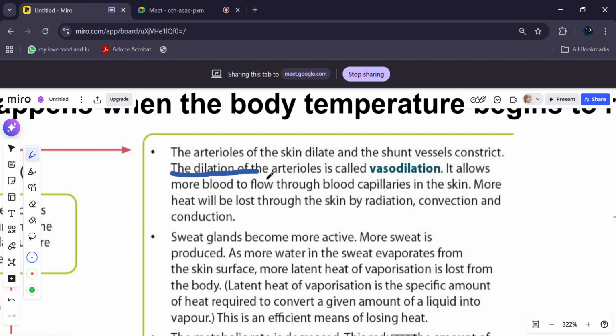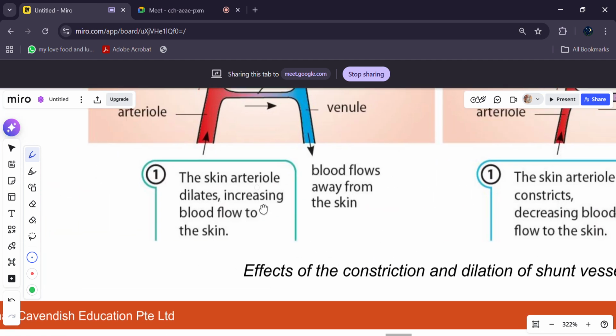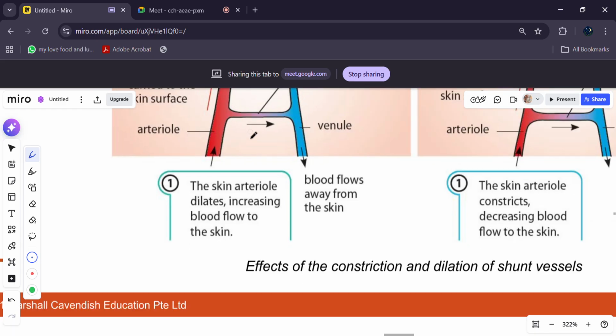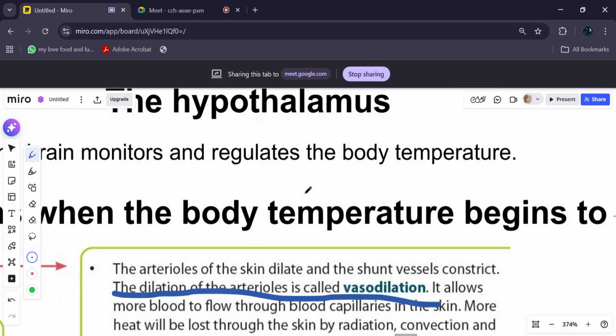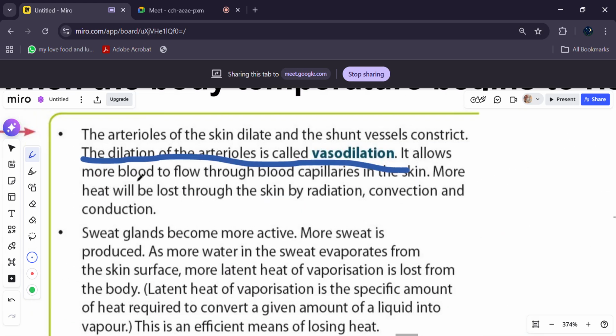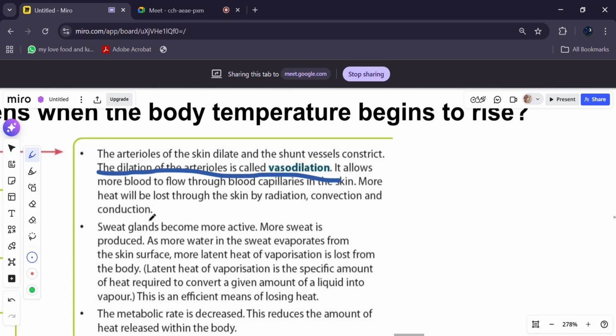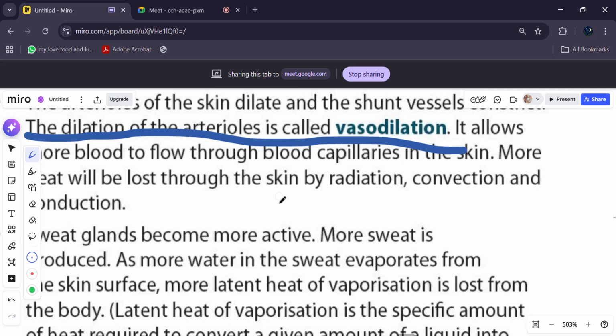The dilation of the arteries is called vasodilation. When the skin arteries dilate, this entire process is called vasodilation. It allows more blood to flow through the blood capillaries in the skin, and more heat will be lost through the skin by radiation and convection.